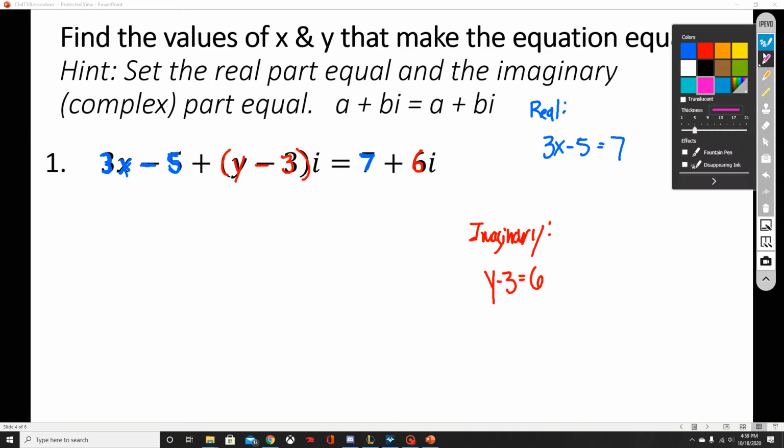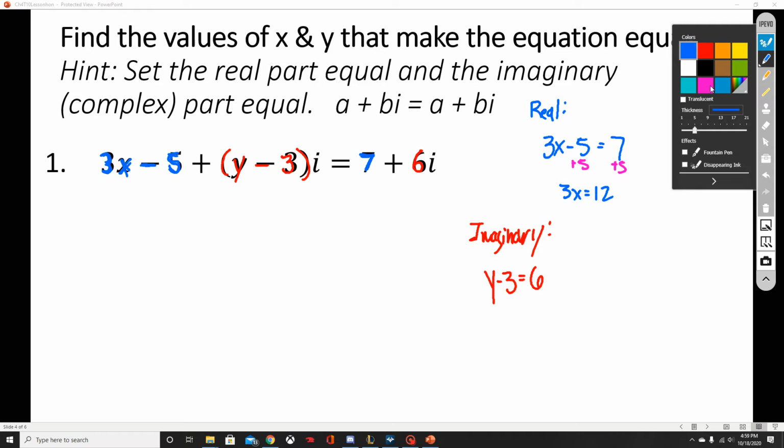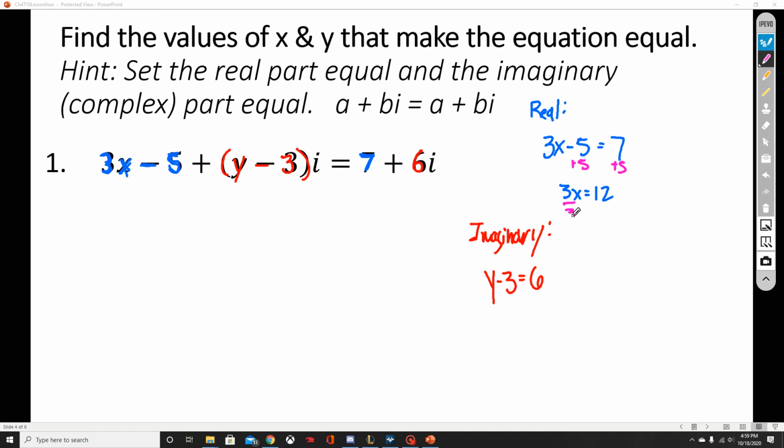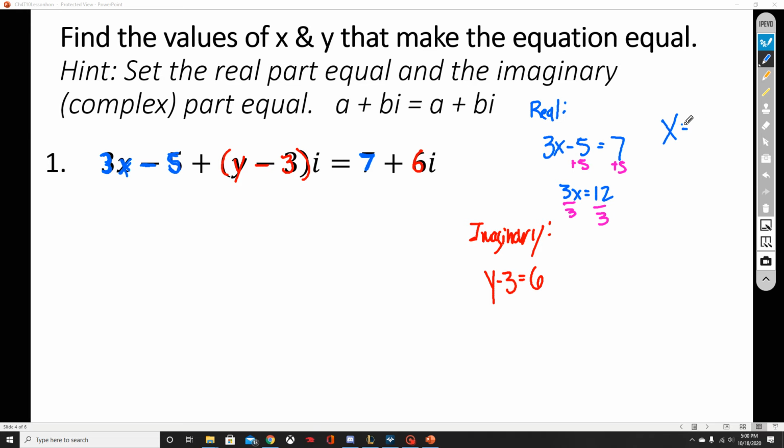Alright, so these are pretty straightforward equations to solve. Plus 5, plus 5. I got 3x is equal to 12. Divide by 3, and we see that for the real parts to be the same, the x needs to be equal to 4.